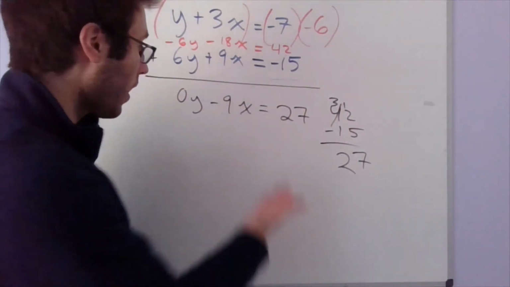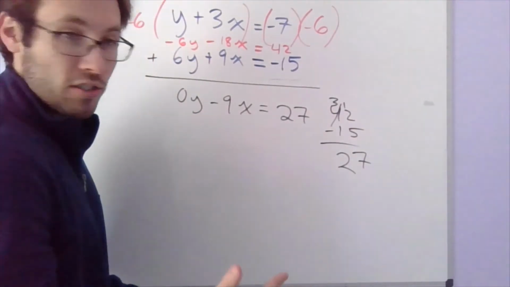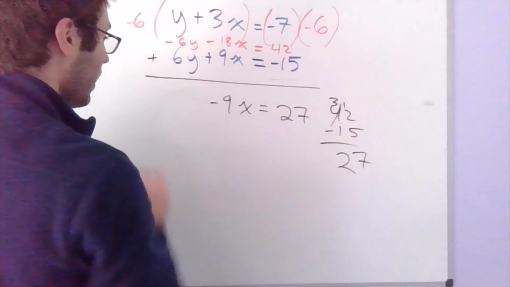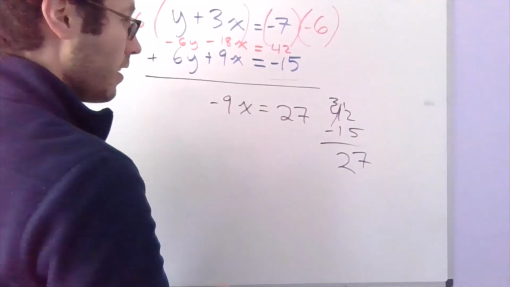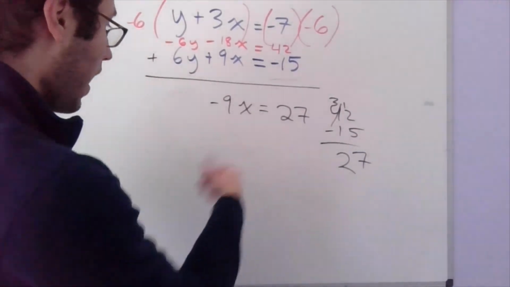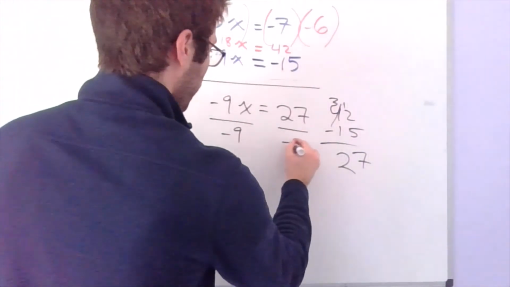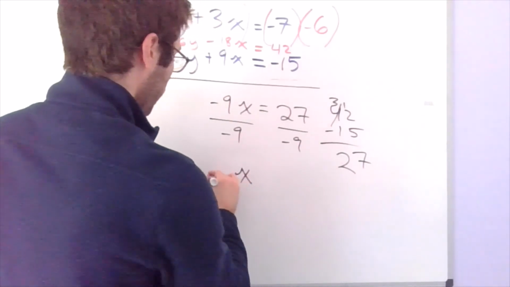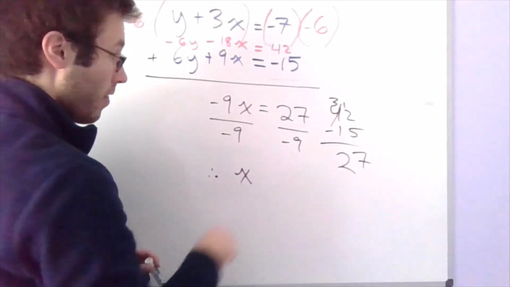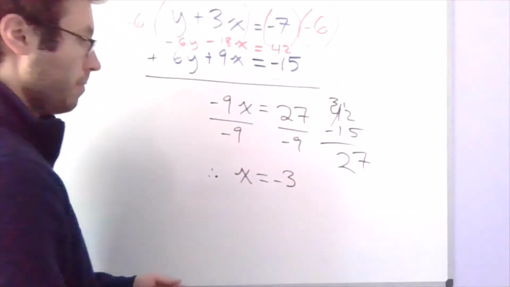Well, that's cool, so I can figure out what x is here. Because 0 times y is just 0, so we can ignore that. So we have -9x is equal to 27. From this point, we just divide both sides by -9. So therefore, that's the symbol for therefore. Therefore, x is equal to -3.